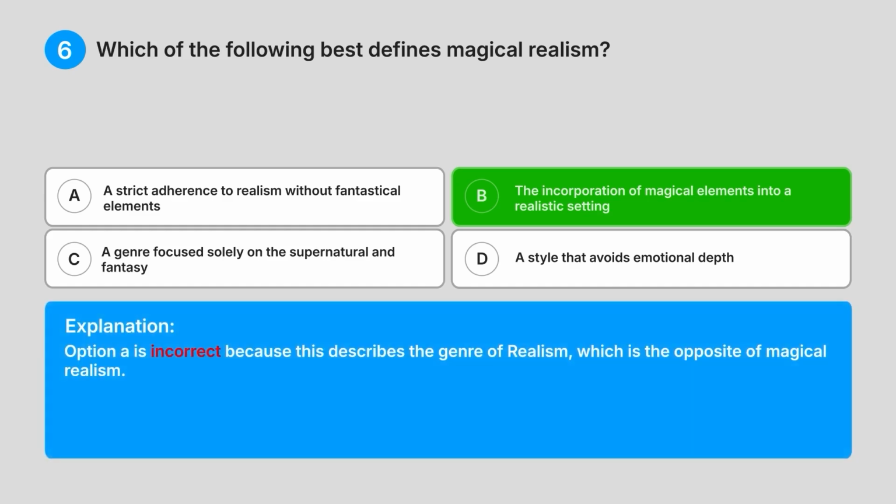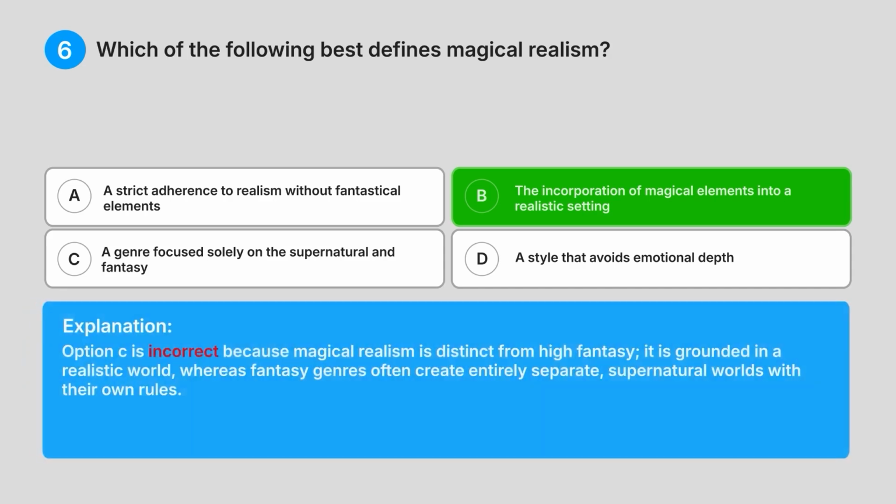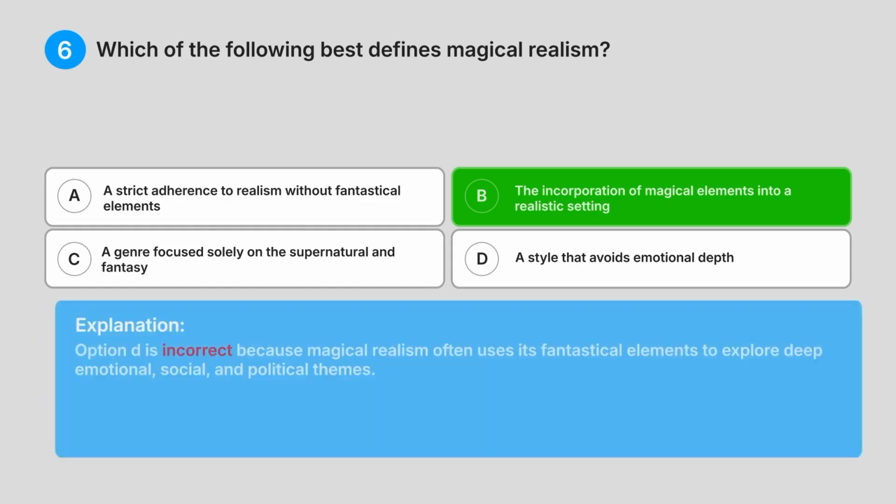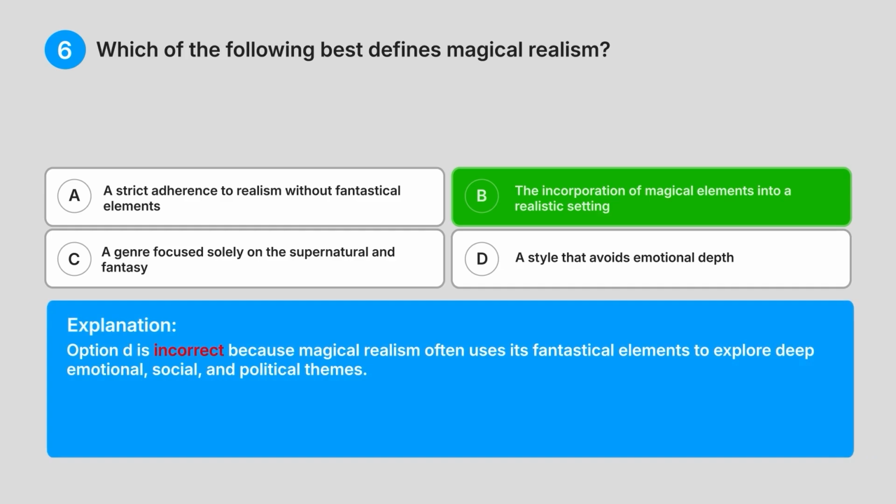Option A is incorrect because this describes the genre of realism, which is the opposite of magical realism. Option C is incorrect because magical realism is distinct from high fantasy. It is grounded in a realistic world, whereas fantasy genres often create entirely separate, supernatural worlds with their own rules. Option D is incorrect because magical realism often uses its fantastical elements to explore deep emotional, social, and political themes.